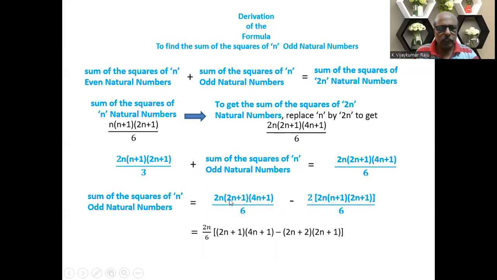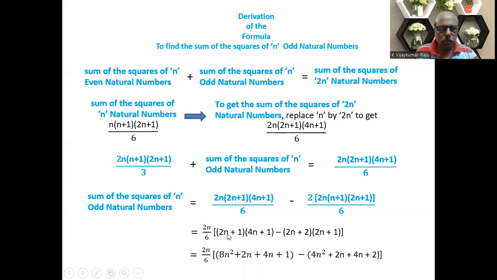So the first is 2n plus 1, 4n plus 1, minus, and 2n by 6 is taken out common. So 2 into n plus 1, that is 2 into n is 2n, 2 into 1 is 2, plus 2n plus 1. Now this is a binomial multiplication. This is also a binomial multiplication. So let's multiply these two brackets. 2n upon 6 remains as it is.